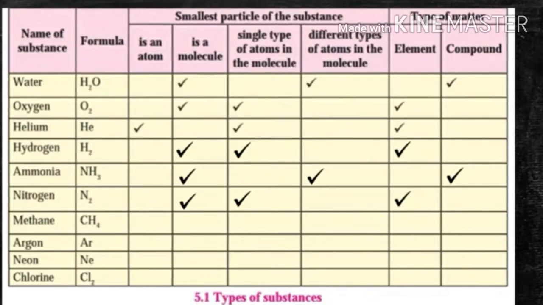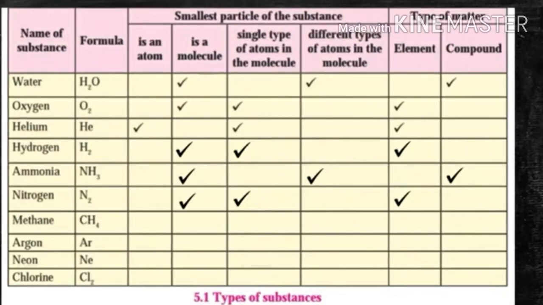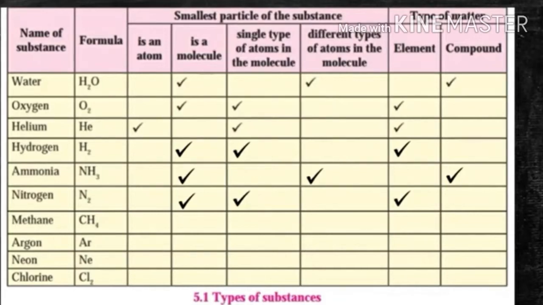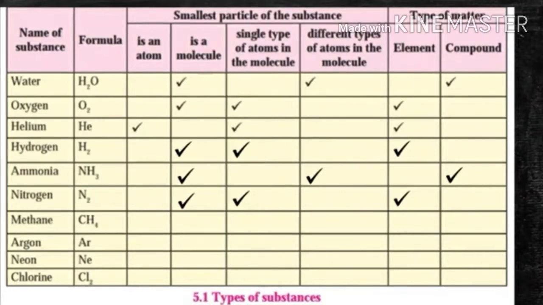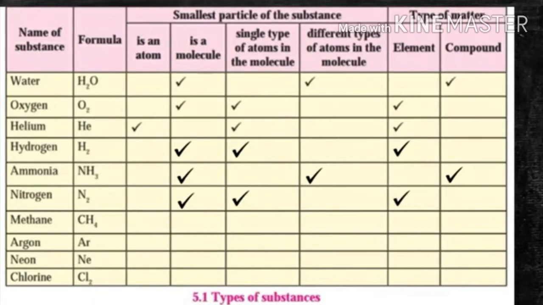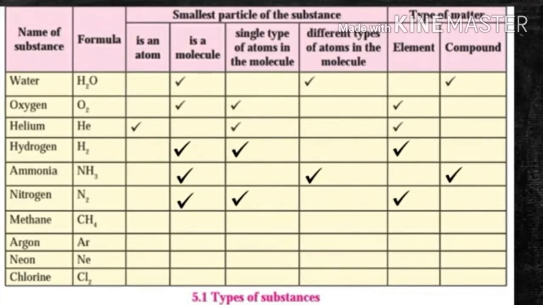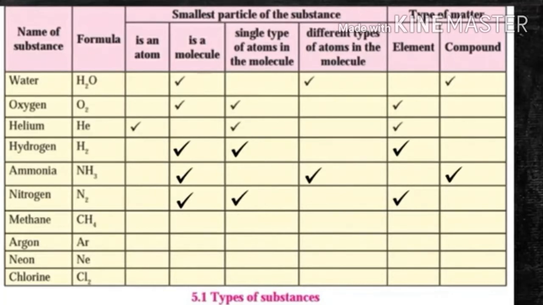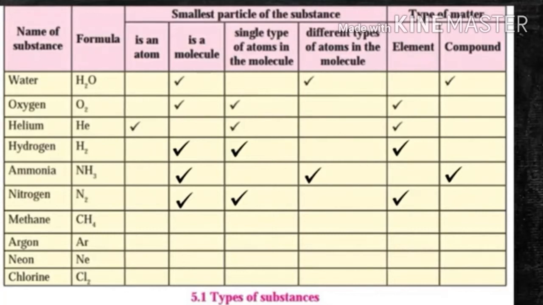Next example is ammonia. Formula is NH3. So is it an atom? No. Put dash. Is it a molecule? Yes. Then next one is single type of atom. Put dash. Different types of atoms in the molecule? Yes. Put tick mark because different types of atoms are there, N and H. And then next element, put dash. Compound, put tick mark because here nitrogen and hydrogen combine and they form compound ammonia. Ammonia is a compound.